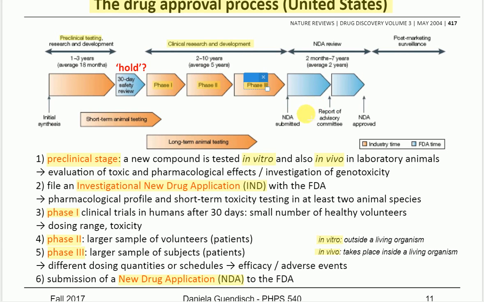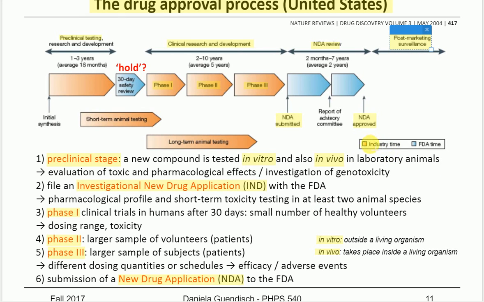And then you get your NDA review, your new drug application review. Once your NDA is submitted, it's reported to the advisory committee, and then the NDA, if you're lucky, is approved. Now the NDA review can take about 2 months to 7 years. It's a very long time. Average is 2 years. And then after that, your product is released, and then there's some post-market surveillance that goes on.